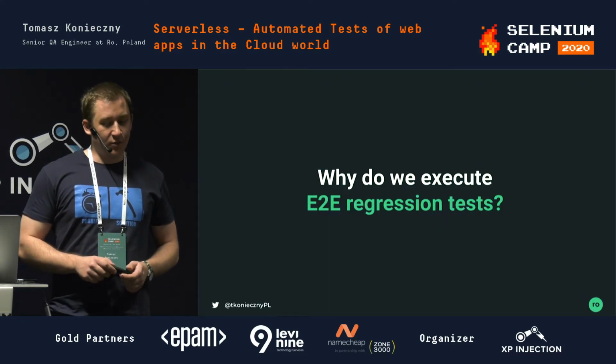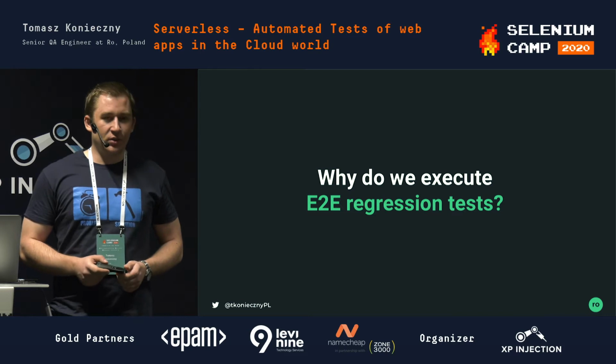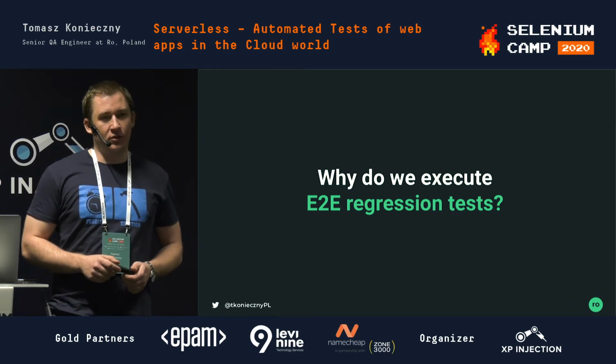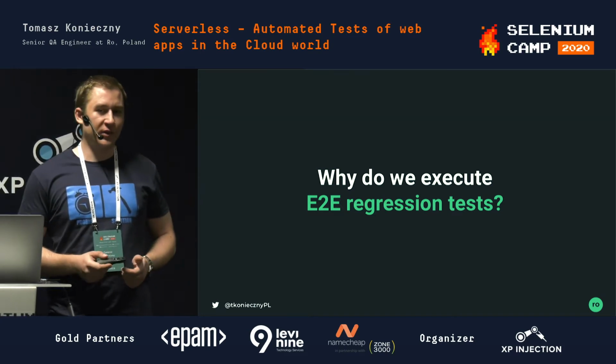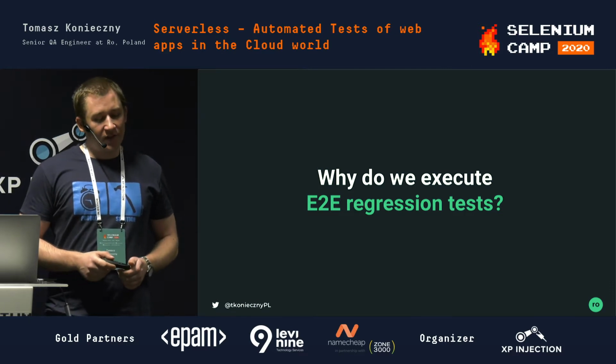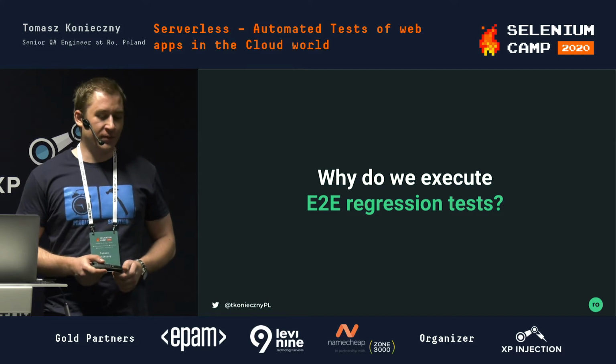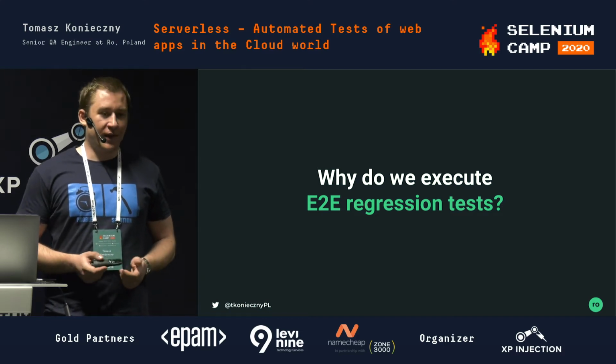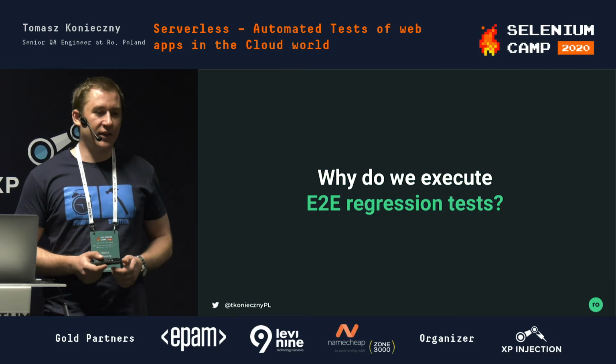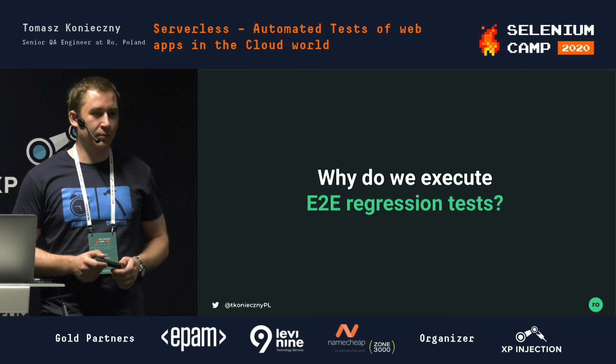So let's start with a basic question. Why do we execute end-to-end regression tests? Or maybe why do we even execute regression tests? Because during the development of new functionalities, it's possible that we'll introduce bugs to already finished ones. And that's why we execute regression tests, because they can show us possible problems.